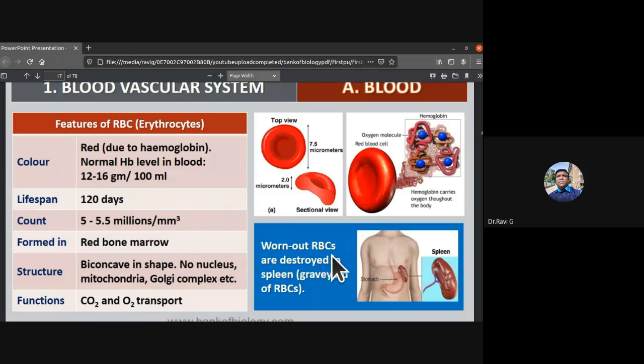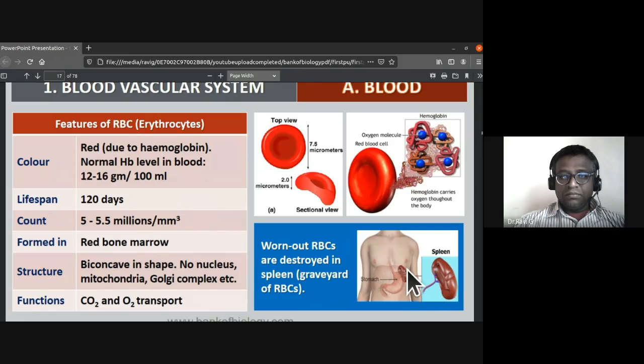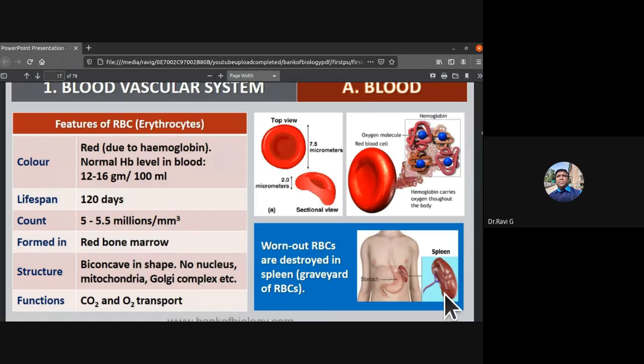The worn out RBCs or dead RBCs are destroyed in the spleen. So the spleen is considered to be the graveyard of RBCs. Let us remember that.